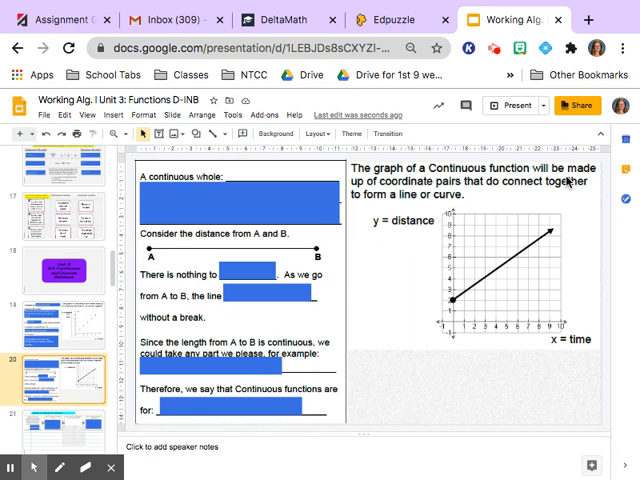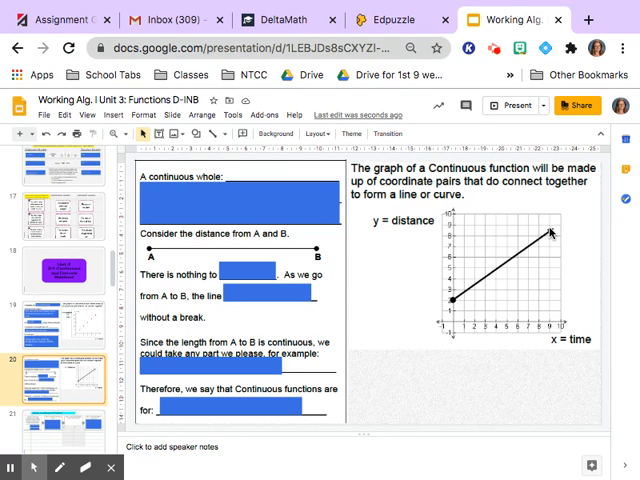So we have discrete and now we have continuous. What does continuous mean? Just keeps going, yeah. So time and distance. So whenever you go on a road trip, what happens as time goes by? You get closer to your destination, yeah.